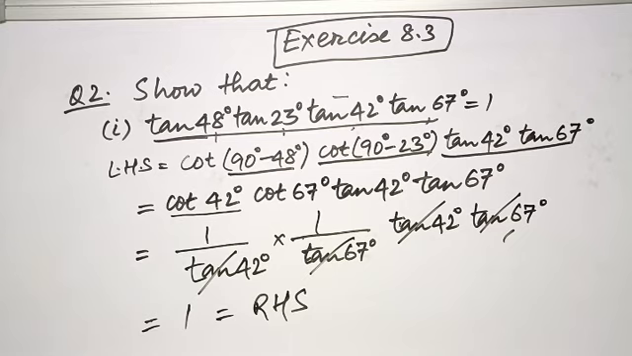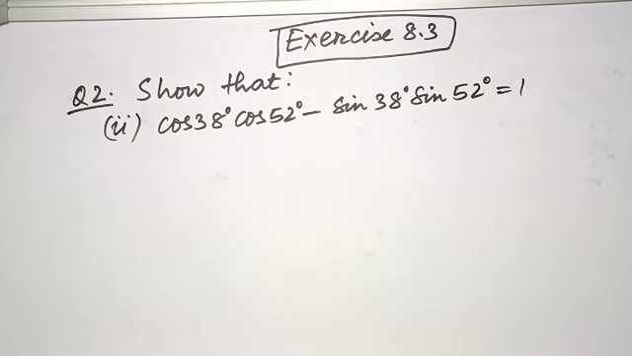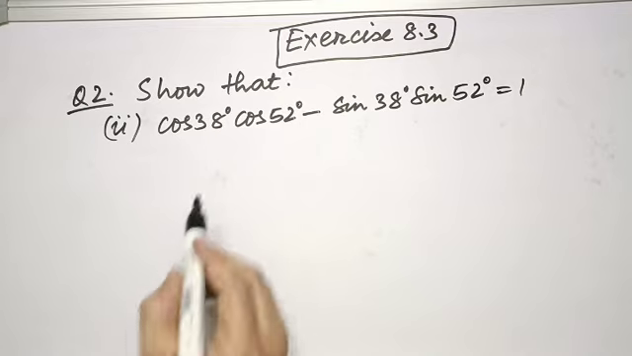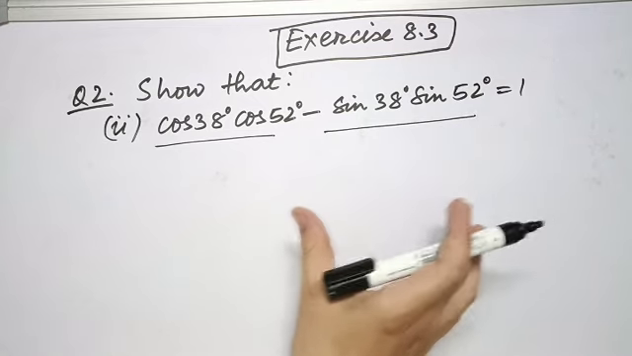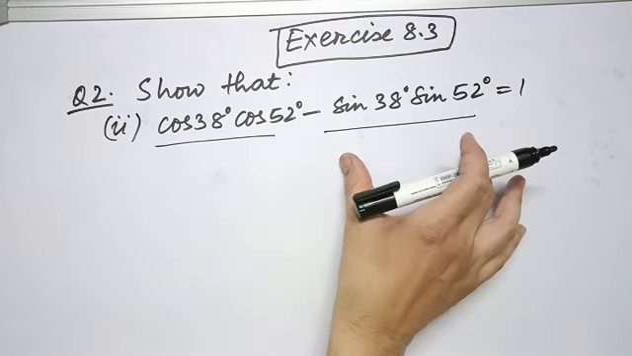So this is important from the exam point of view, and this may come in your exam, so be careful and learn it properly. Now let us move to the next question. Roman number 2 says cos 38 degree cos 52 degree minus sin 38 degree sin 52 degree is equal to 1. Now see, which value you have to change and which to keep the same. Change either part, either this whole part or this whole part. Don't change both sides, just change this one or this one.